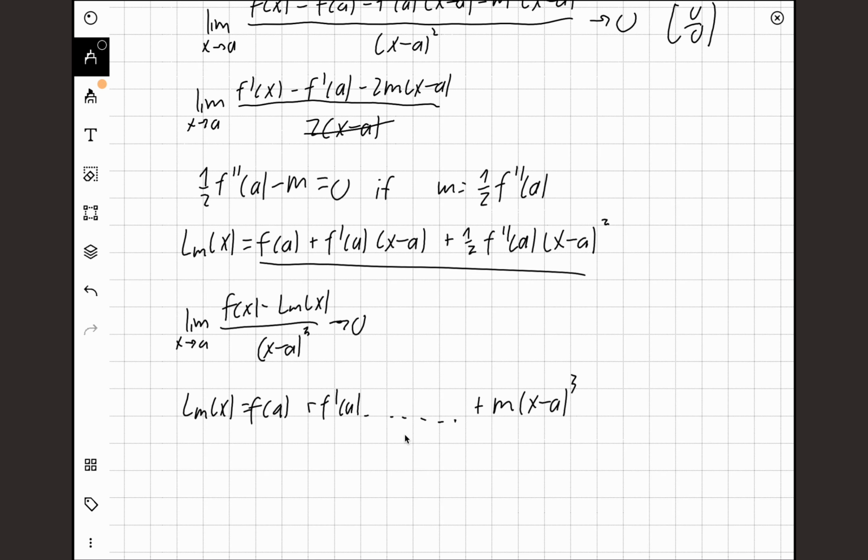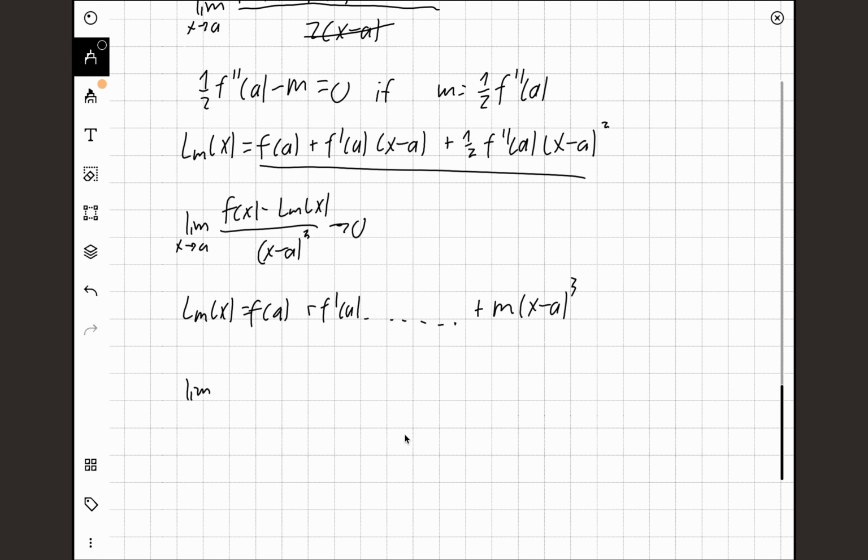I'm not going to do it now. If you want, you can do it at home. But we're going to have the limit as x goes to a of f of x minus this new thing, over x minus a cubed.